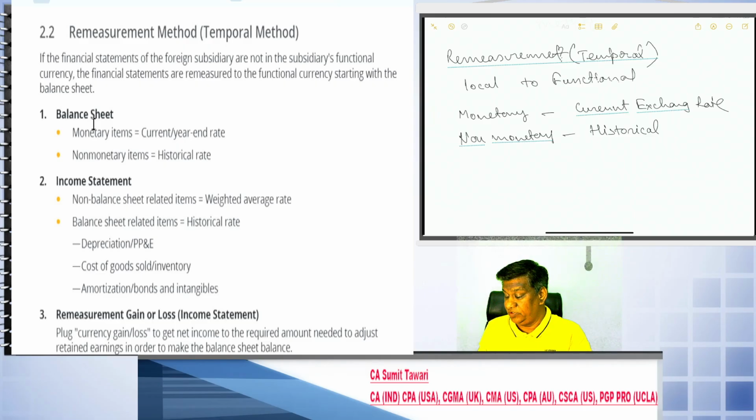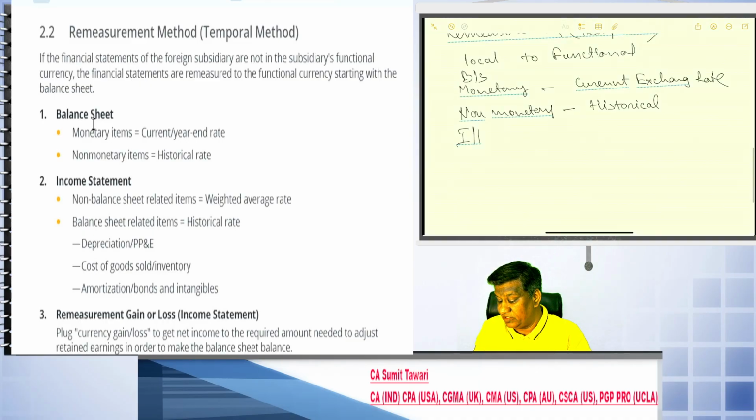Then for the income statement, this was for the balance sheet. For the income statement, like all non-balance sheet items, non-balance sheet items mean the second effect does not go to the balance sheet. Say, for cost of goods sold, the second effect goes to the inventory. Depreciation and amortization, the second effect goes to the balance sheet side. So that's why for non-balance sheet items we need to use the weighted average.